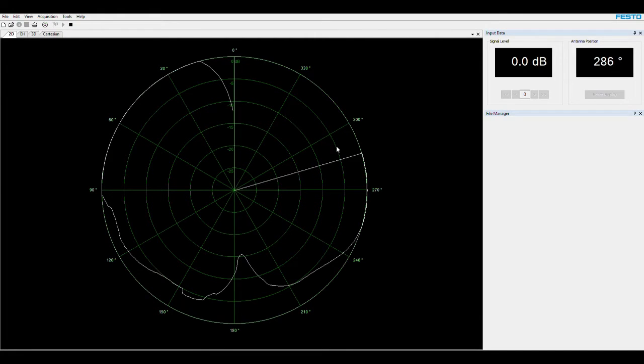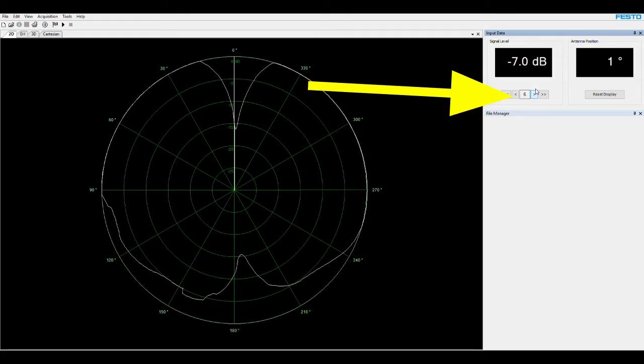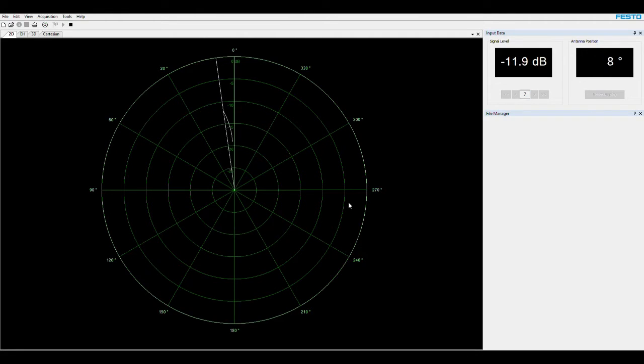And here it's not very clear because I have this saturation, so I'm going to apply some attenuation using the software control, and then we do another acquisition. So we're not going to save this. So let's apply maybe 7 dB attenuation, and let's do another data collection and disregard the previous one.